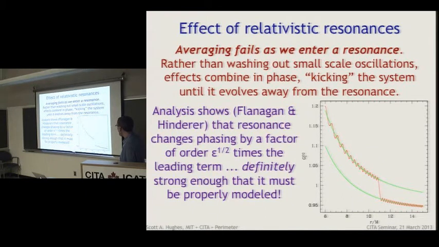What has been shown, and I'll talk about the results that show this, is that when you take into account the kicking of the system that's due to this resonance, your phasing is changed by a factor that is actually intermediate to the leading dissipative term and the conservative term. It comes in at a factor of the square root of the mass ratio times the leading term. And that ends up actually changing the number of orbits relative to a model that ignores the resonance by dozens to hundreds, a much more serious effect than people had ever really seen before.